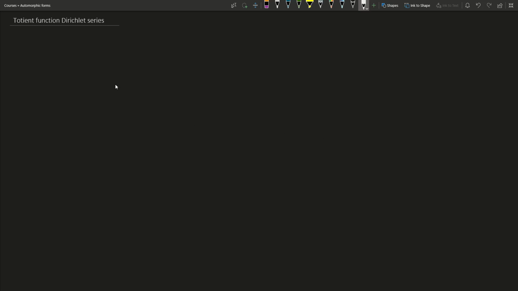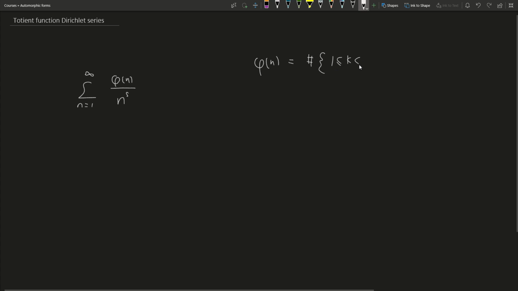Let's talk about this Dirichlet series, the sum from n equals 1 to infinity, where we have the Euler totient function phi of n as our Dirichlet coefficients, over n to the s. Recall that phi of n is defined to be the number of integers k between 1 and n such that the GCD of k and n is 1. So it's the number of positive integers less than n which are coprime to n.